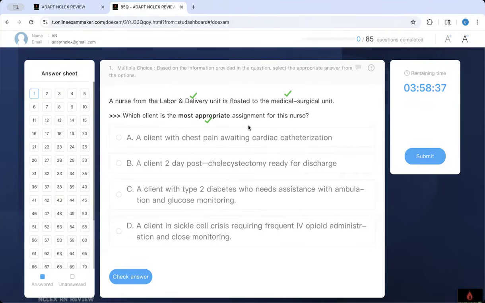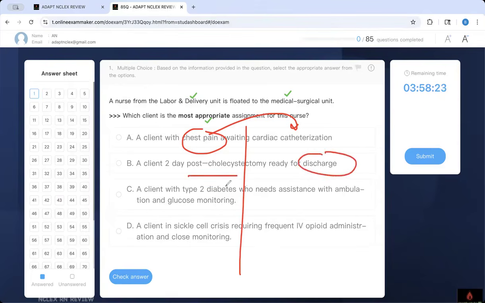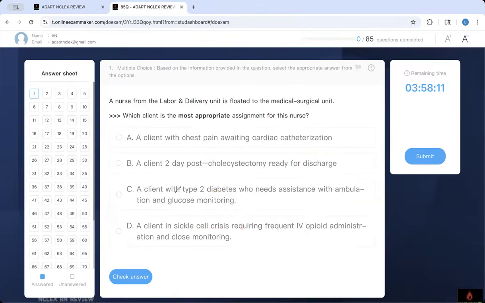I want you to divide the question and answer choices into 2. Find the key information. Chest pain. What am I going to do? Cardiac catheterization. Post cholecystectomy, I need discharge. Type 2 diabetes, I need to walk and get my glucose checked. I'm in sickle cell crisis, I need opioid administration frequently. Those are the things you're going to focus on.